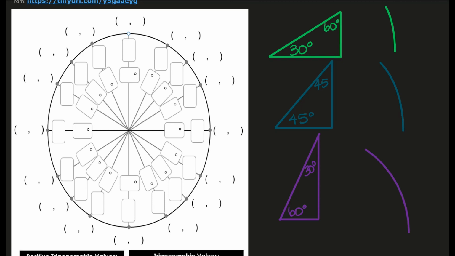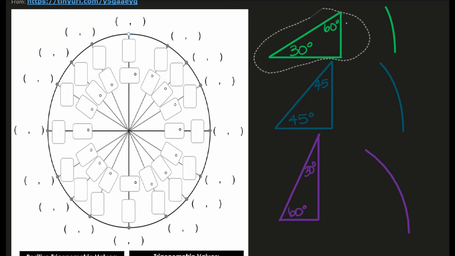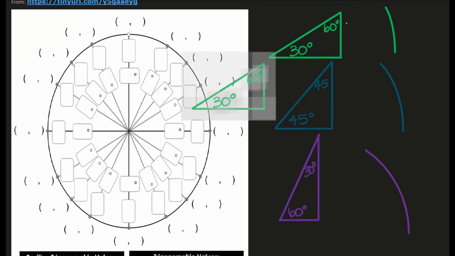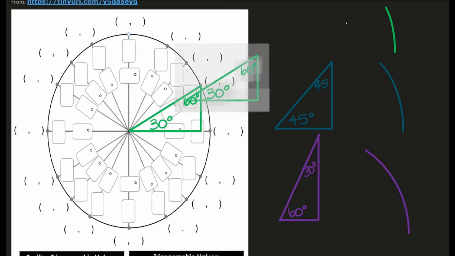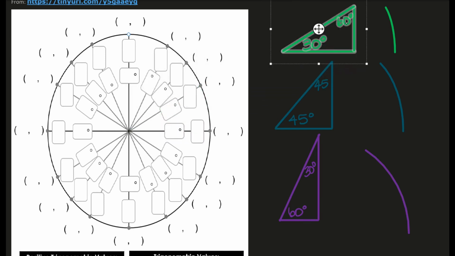So let's see here. If I took this green triangle and I brought it down right here, you see how it fits right inside here. So this is why I'll take this and I'll move it over, and I'll keep pulling this back and forth just as a reference. That's why when you initially start filling out the unit circle, you start with 30 degrees.